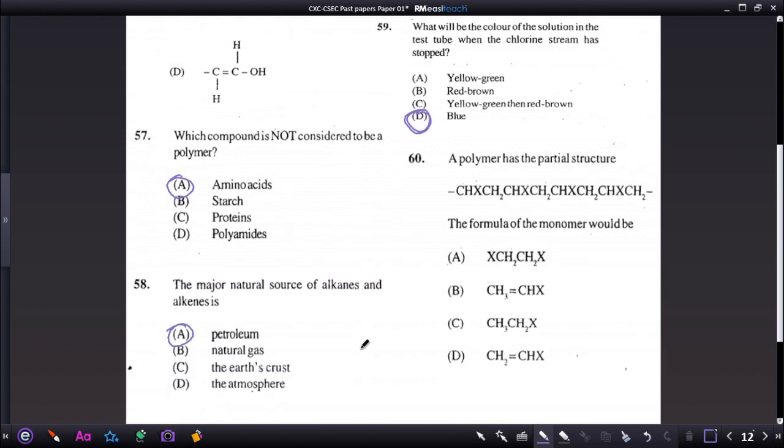And question 60, a polymer has the partial structure. Okay, so here we have the partial structure of the polymer. The formula of the monomer would be, so it has to be an alkene, so it's between B and D. And if you look at B, you see that the carbon is showing 5 bonds, so this compound doesn't exist, so it has to be D.